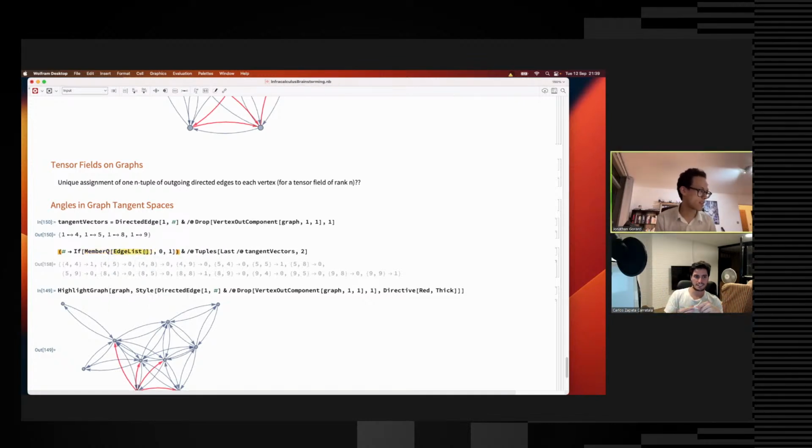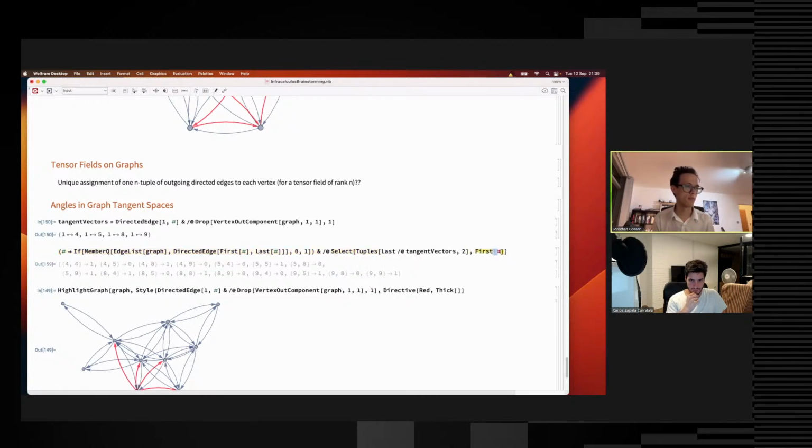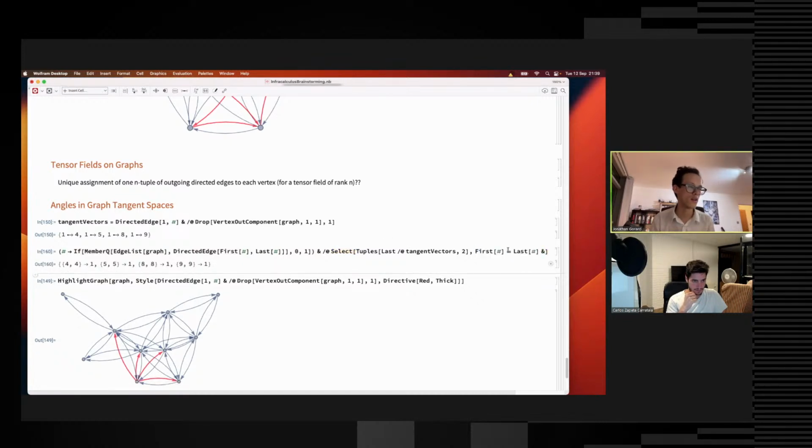Yes, exactly. So we're literally saying if member Q edge list graph, comma, directed edge, first of hash, last of hash. So this is saying if they are connected, and we want to exclude the self pairs, so to speak, where first of hash equals last of hash. Exclude those. Okay, so 4, 8, 5, 4.